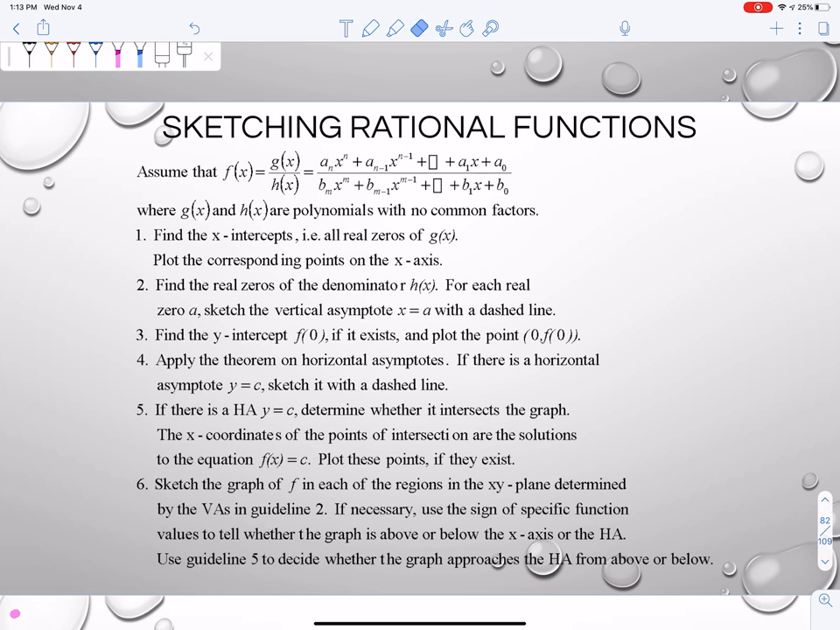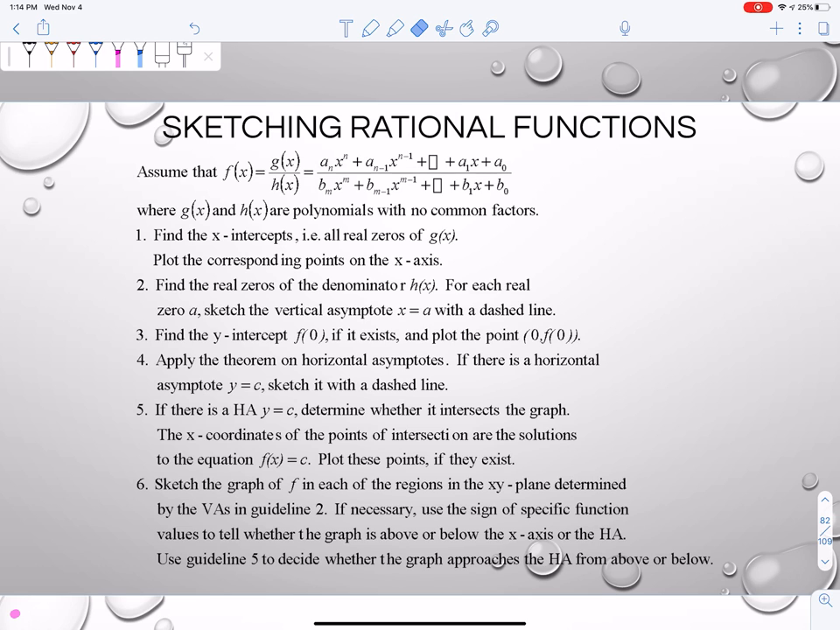Step four, you're going to apply the theorem on horizontal asymptotes. If there is a horizontal asymptote, y equals c, go ahead and sketch that line y equals c. If you're in case 3 and you see that they're going to have a slant or an oblique asymptote, go ahead and divide the function, find the quotient, and sketch y equals q of x as your oblique or slant asymptote. I said earlier that we can possibly cross over horizontal or oblique asymptotes, all right? Never a vertical, but we can cross the horizontal or obliques. So step 5, we're going to test for that.